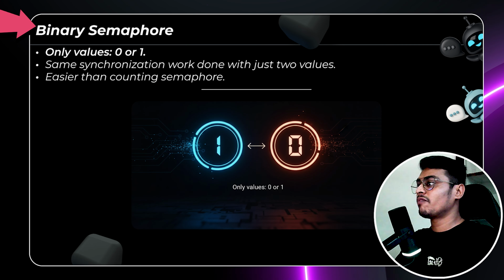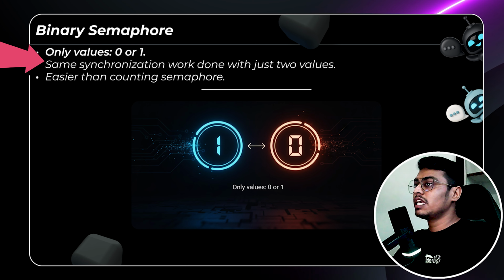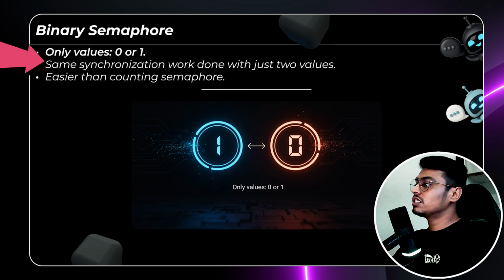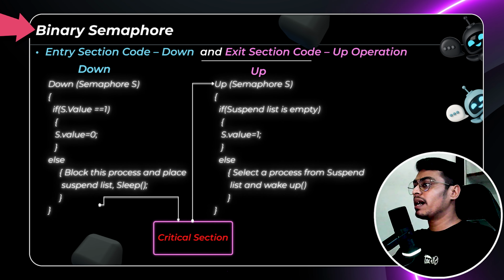Now we are moving forward to binary semaphore. It is very important. In binary semaphore, values can only be 0 or 1. The same synchronization work is done with just these two values, making it easier to use than counting semaphore, because in counting semaphore we have values from -infinity to +infinity. Now the operations of binary semaphore.